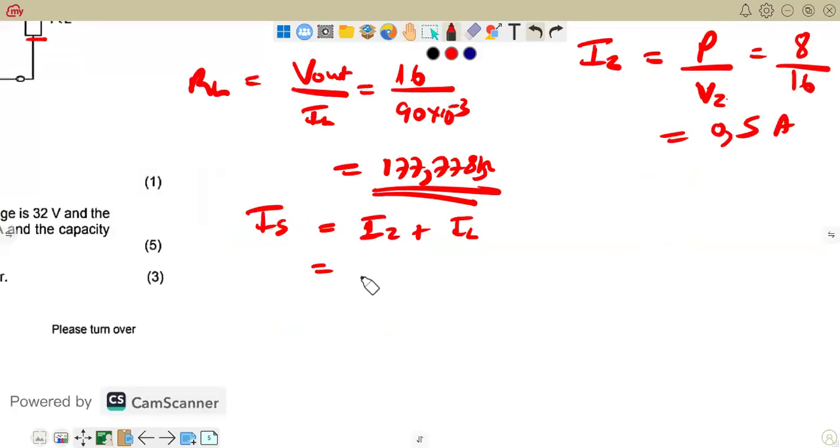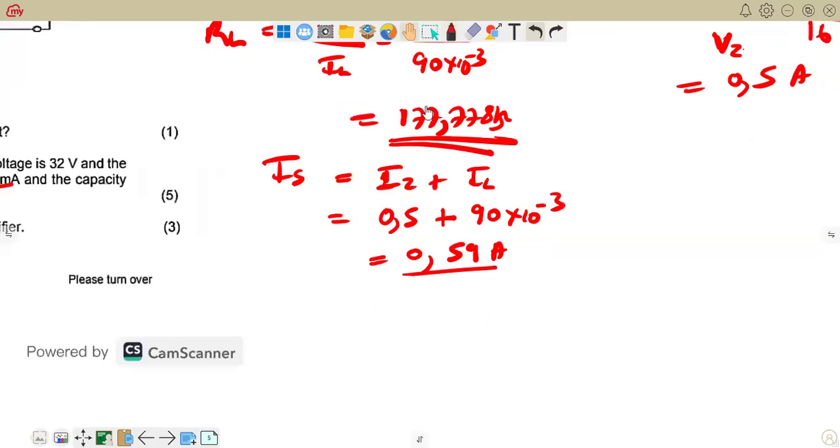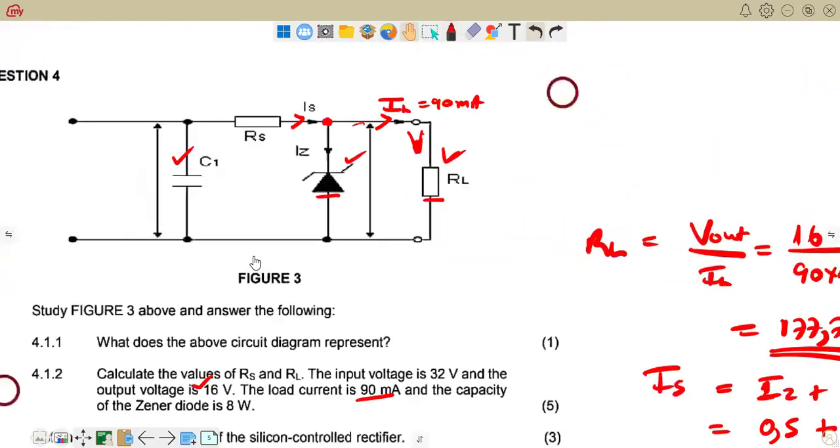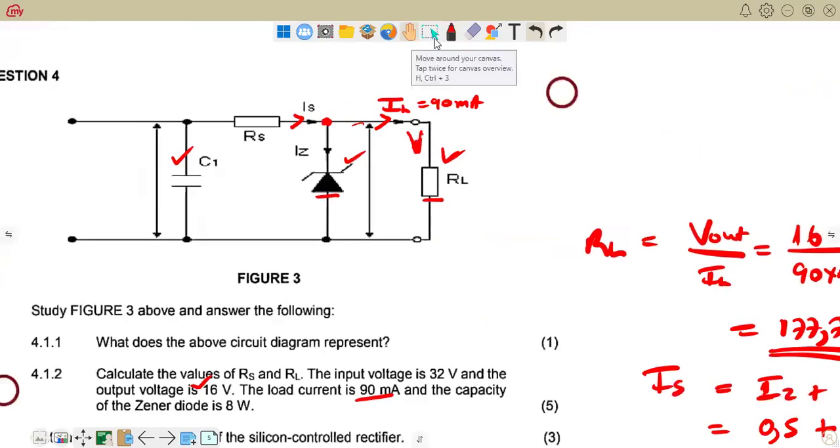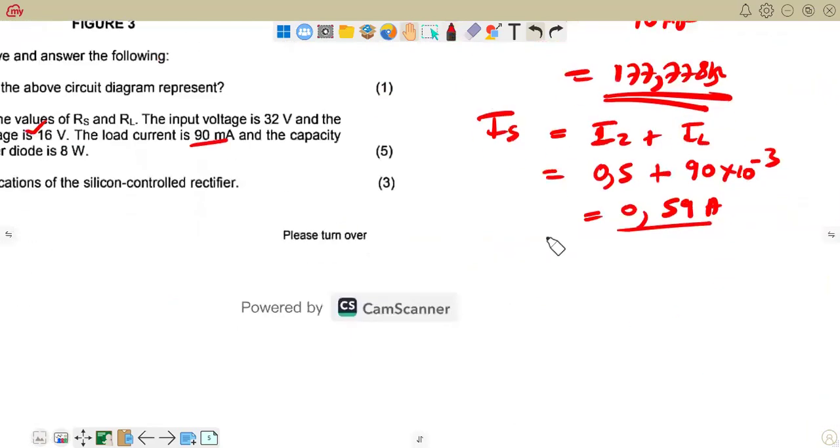How are we going to calculate IS? It's going to be equal to 0.5 plus IL. What is our IL? 90 times 10 to the power of -3 amperes, right? There we are. It means we can get the current through the resistor RS. We want now to calculate VRS. We can call it VR, the limiting resistor, that resistor that we see there. So that's VRS, the voltage across that current limiting resistor, which is equal to V in minus V out.